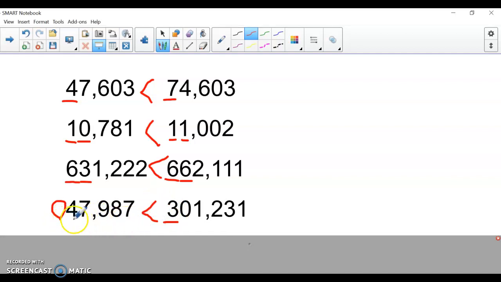Be careful, don't just check the first place value. This 4 is in the 10,000s, where this 3 is in the 100,000s. So 300,000 is worth more than 40,000. So don't just look at the first number, make sure you're taking care of place value. That goes back to that chart on page 13. You might want to use that.